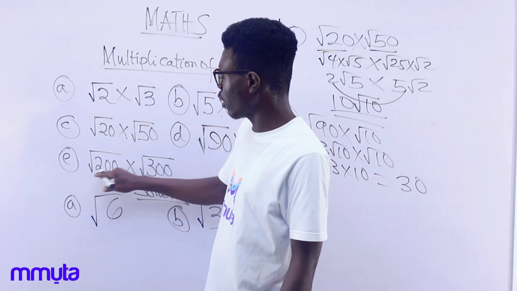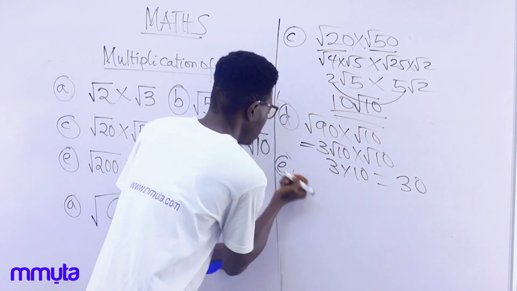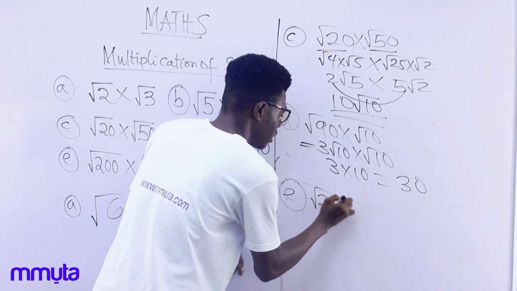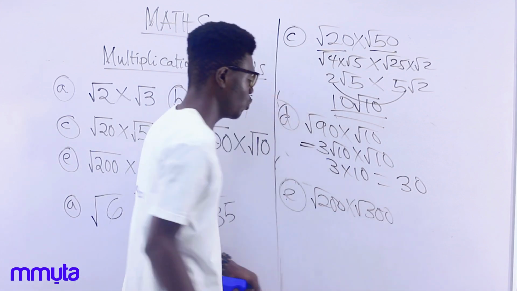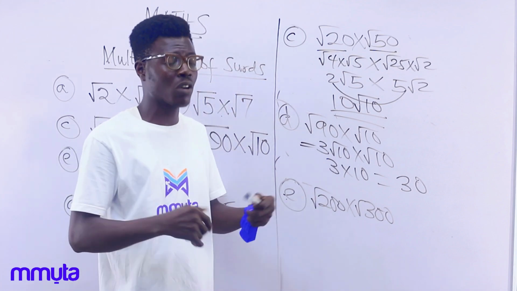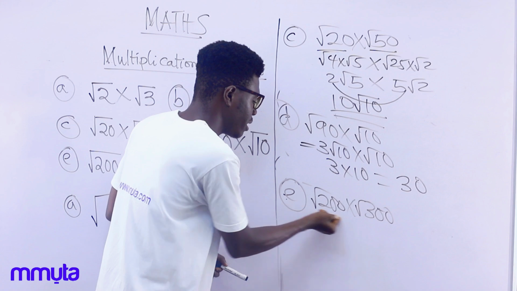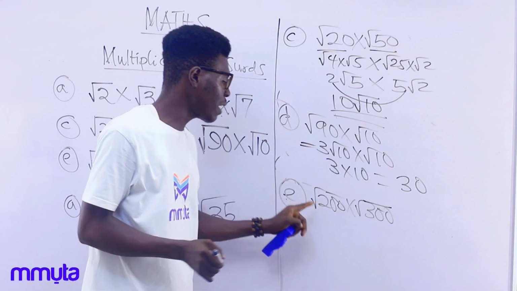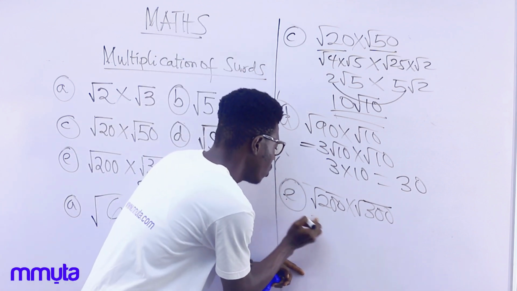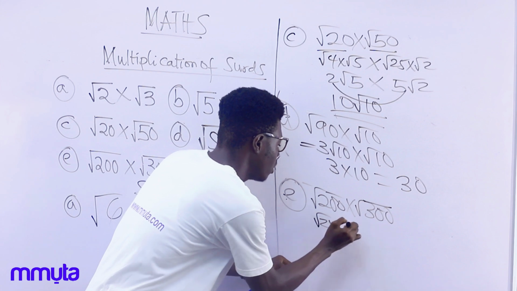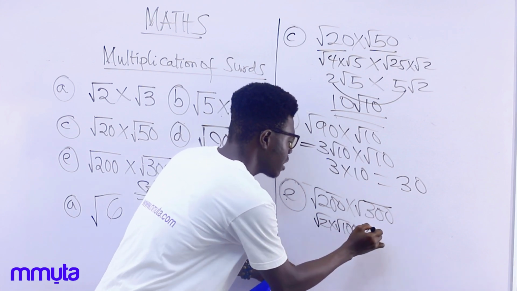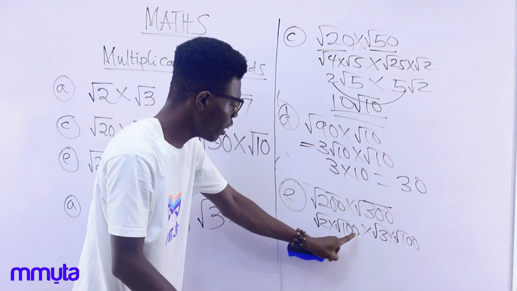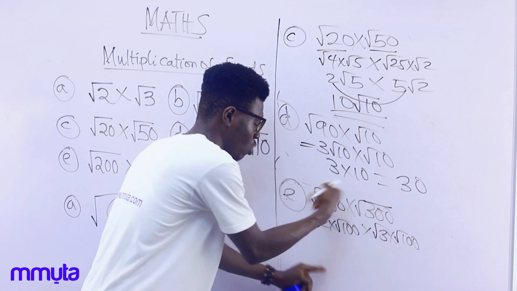The last one says root of 200 times root of 300. Please, don't multiply first. Do not multiply first before trying to break it down, because it is going to take your time. We break down this first and break down this first. If we break down root of 200, we have 2 times 100, which is root of 2 times root of 100. In this case, we have root of 3 times root of 100. If you interchange, that means this comes to this side.